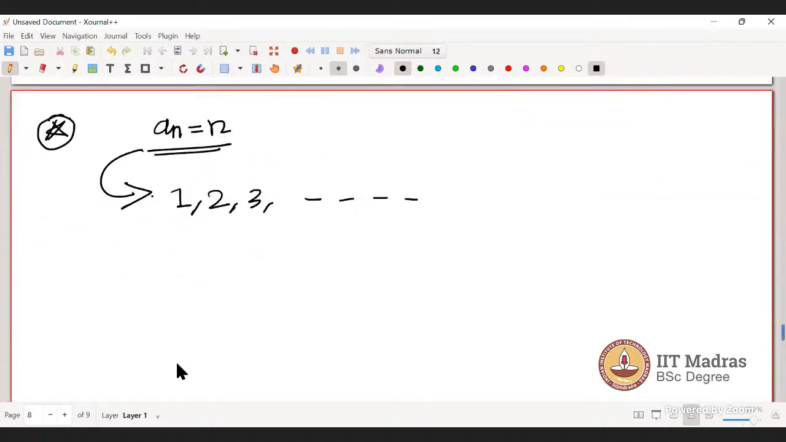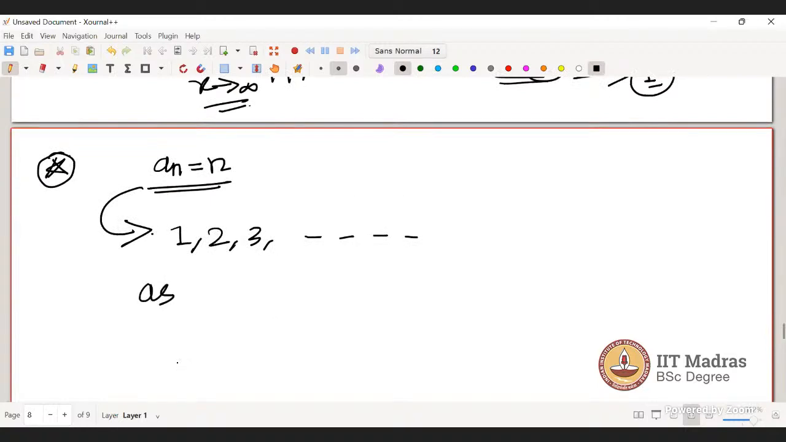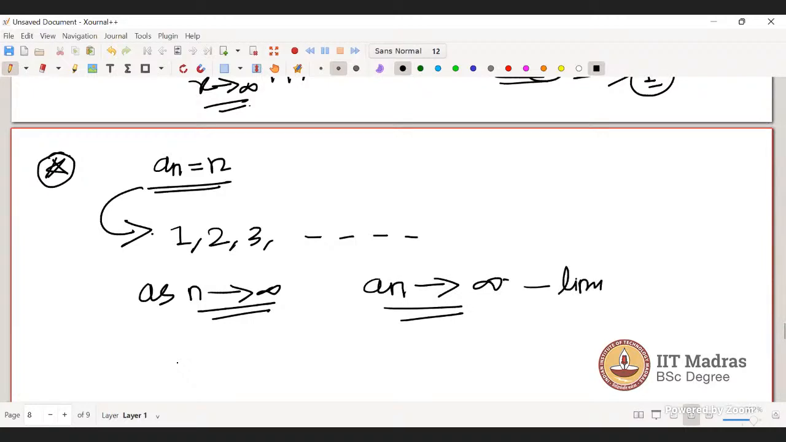Yeah. As n tends to infinity, the limit is infinity. So as n tends to infinity, an tends to infinity, right? Right. So in some sense the limit tends to infinity, or you can say that the limit does not exist. Right, right.